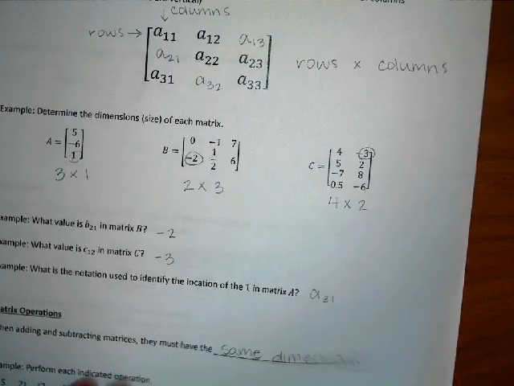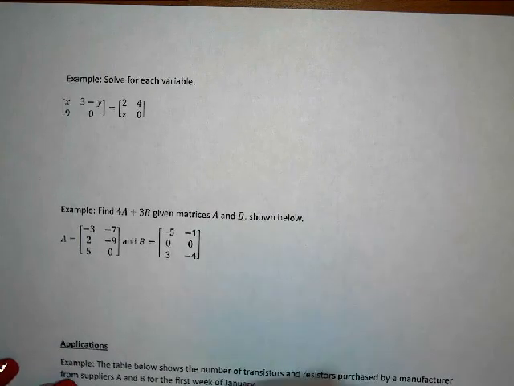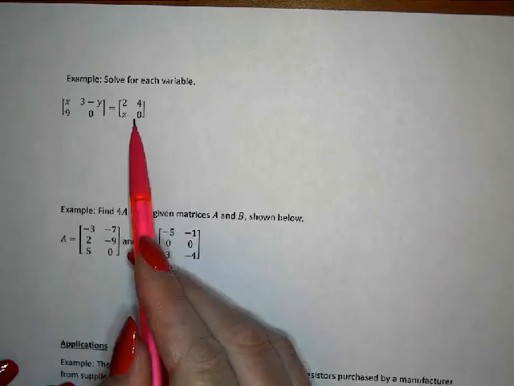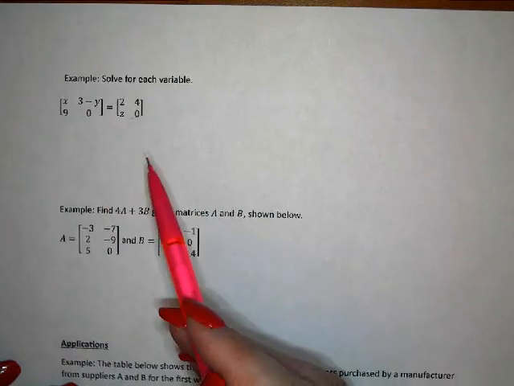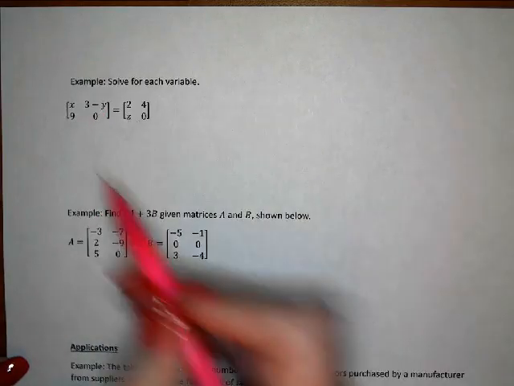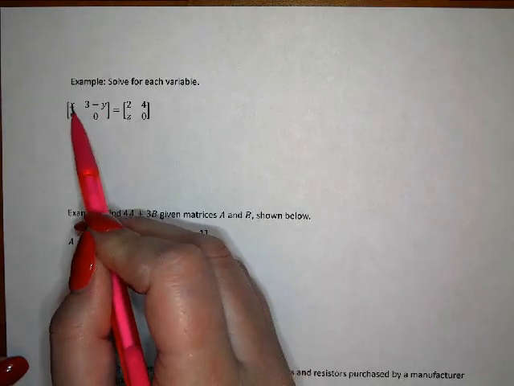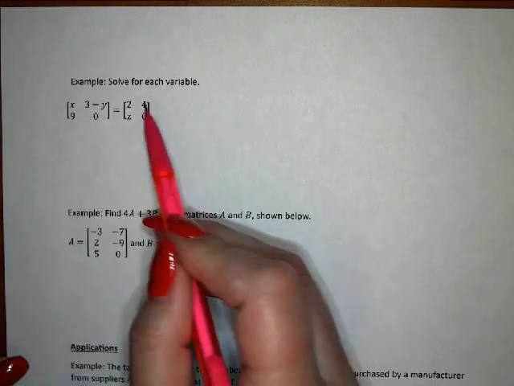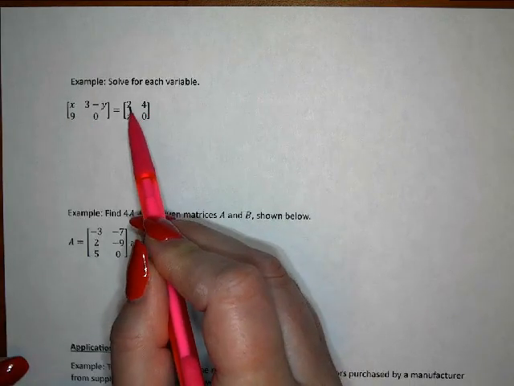All right, on the next page, it says to solve for each variable. Here we're not adding or subtracting, we're just looking at 2 matrices that are equivalent, and we're going to use that information to solve for the different variables. So we have x and y and z. x is in the top left position of the first matrix, in row 1, column 1, and row 1, column 1 for the other matrix is a 2. So we know that x equals 2.